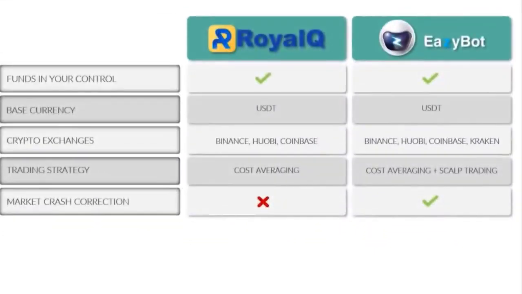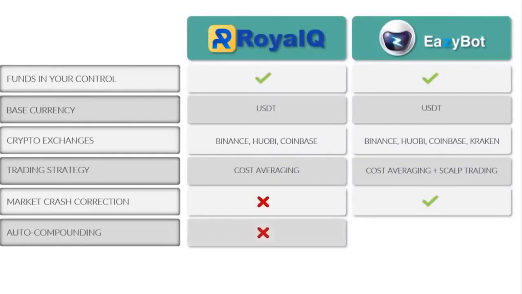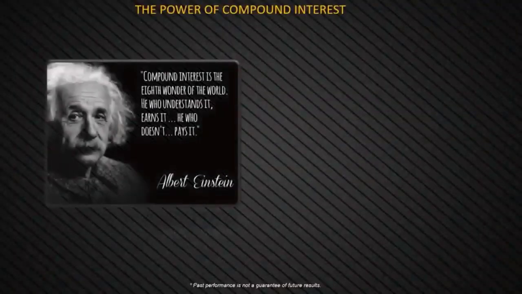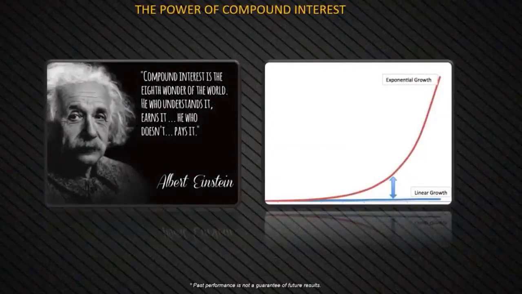The next feature, which is another really significant one, is auto compounding. It's currently not available with Royalq. It is, however, a feature with Easybot. And it's so significant that we're going to hop to one side here for a second, and I'm going to help you understand the power of compounding. If you look at that right-hand chart, that blue line represents linear growth, whereas the red line represents exponential compounded growth. In simple terms, that's when the money that your money earns you more money. That effect over time compounding on itself is how you create wealth.